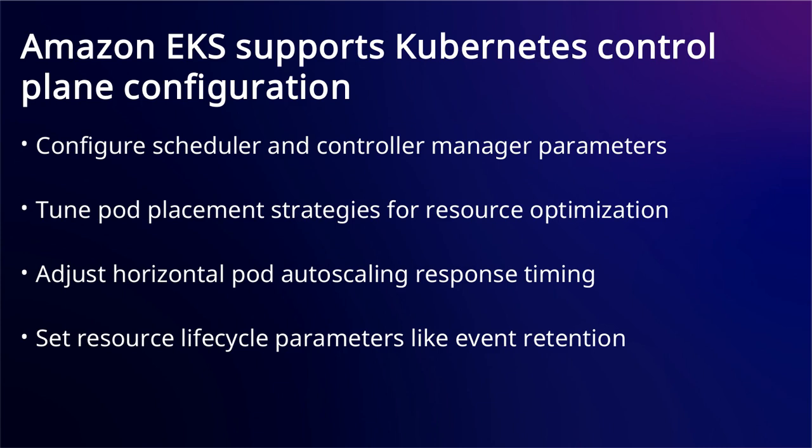You can tune pod placement strategies for resource optimization by setting the scheduler's node resource fit strategy to most allocated to pack pods onto fewer nodes, or keep the default least allocated strategy when you need headroom. You can adjust horizontal pod auto-scaling response timing to match how quickly your workloads need to scale based on demand changes. You can set resource lifecycle parameters like event retention duration to control how long audit and diagnostic data persists. This capability is available in all AWS regions where Amazon EKS operates.